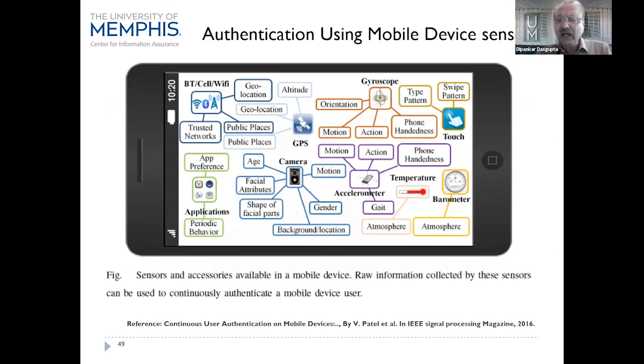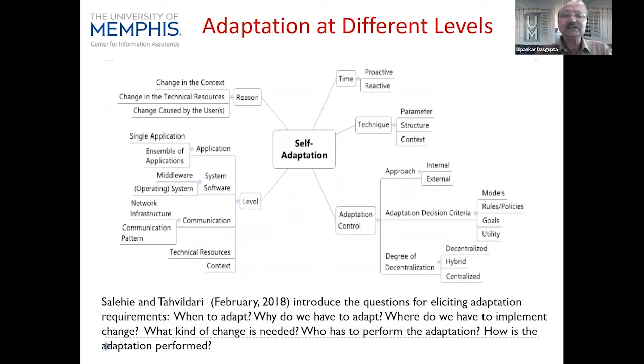Now, let me see, I'll finish with a few other things. There is a nice work, since our work was published, that the adaptation can happen at different levels. Not only the 3 things we considered, but they followed our work, and they said the authentication and adaptation can happen at multiple levels. In other words, you can see change in technical resources, the reason for self-adaptation.